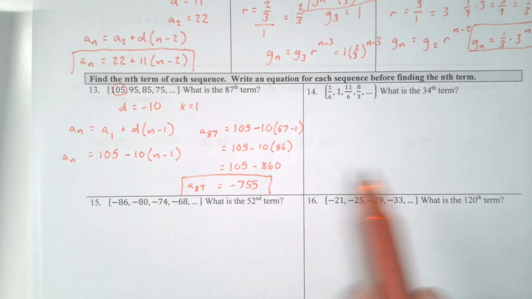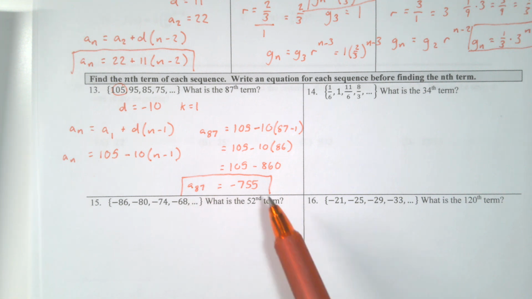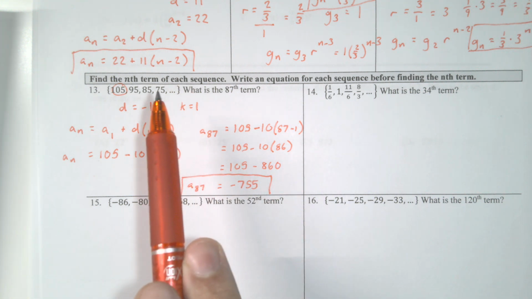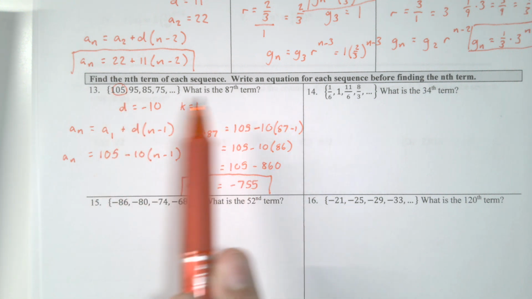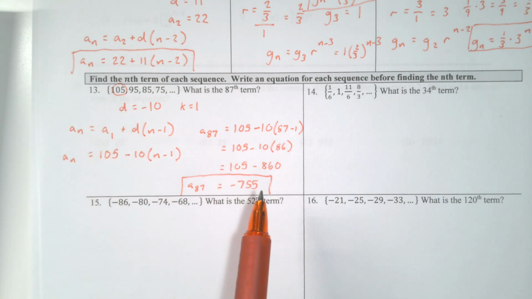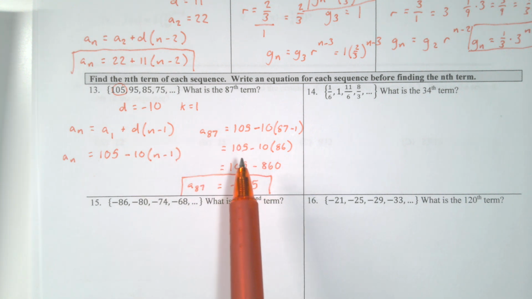So why would we care to do this? Because we could arrive at the same conclusion if we subtracted 10, starting at 105. If we subtracted 10 another 86 times, we'd get there. But if we have a formula, we can figure out the next term fairly easily.